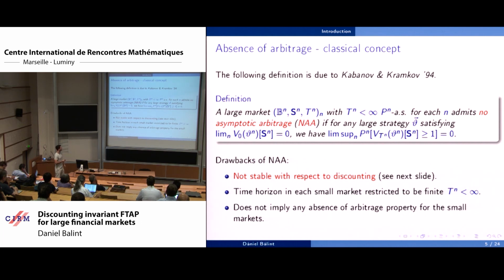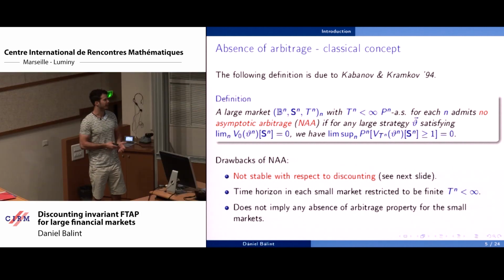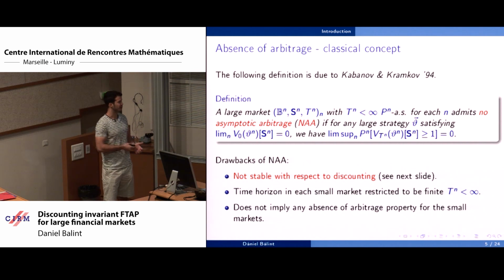Yeah, so this is of course a very nice concept, but it has maybe one major drawback, namely that it's not stable with respect to discounting, which I will present on the next slide. And maybe also some minor things: the time horizon in each small market is restricted to be finite, and it also does not imply any absence of arbitrage property for the small markets, which you then of course have to assume separately in each small market, which has also been done in the literature.